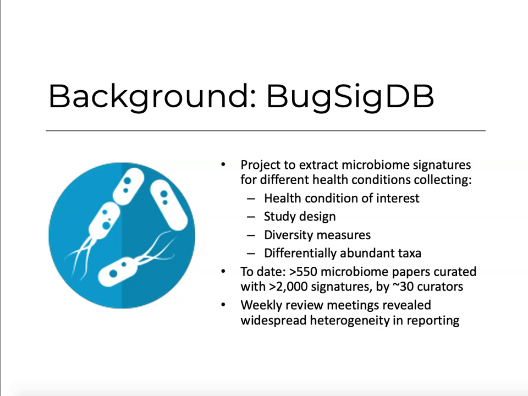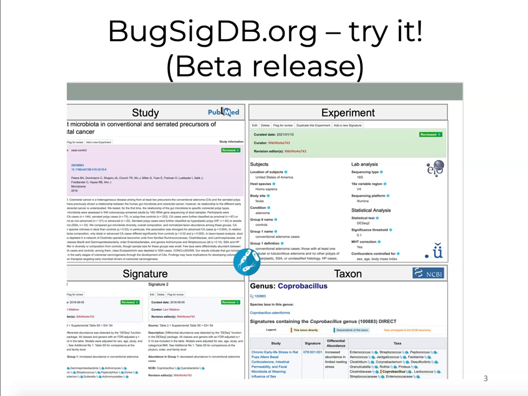We've curated over 500 microbiome papers into standardized formats, a couple of thousand signatures, and about 30 curators have worked on this. And in this process, we've had weekly review meetings of papers that revealed widespread heterogeneity in how microbiome results are reported. I won't say any more about that project, only to say that it is in beta release and you're very free to try it out.